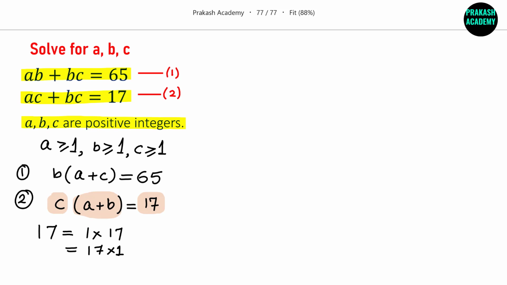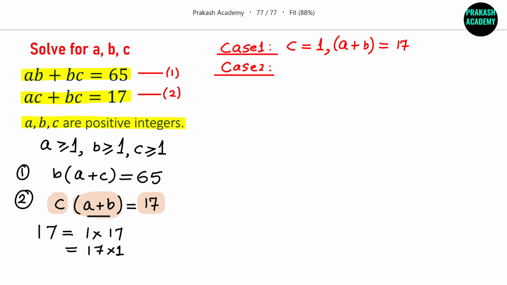So now we can have two situations. In the first case, we can have C equals 1 and A plus B equals 17. In case 2, we can have C equals 17 and A plus B equals 1.